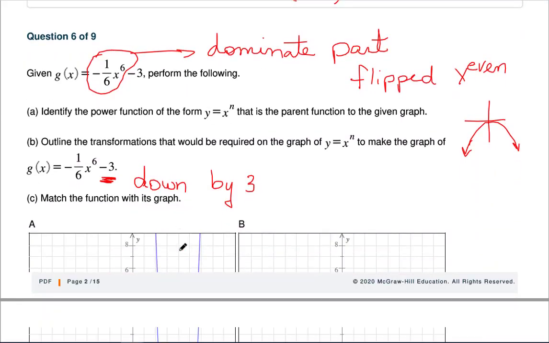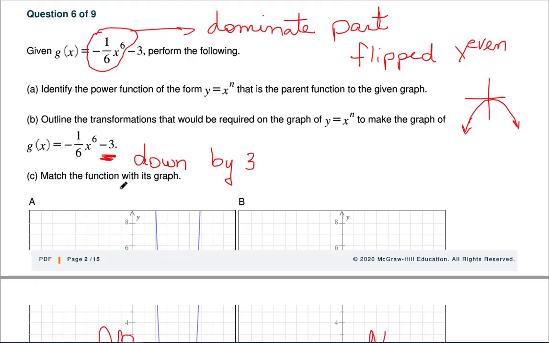All right, let's see, question 6. We are given minus 1/6 x to the 6th minus 3. All right, so what's the dominant part? The dominant part is this x to the 6th, and it's flipped over. All right, so it's going to look flipped over. The minus 3 on the end. Well, we saw when we were looking at shifting functions around, adding or subtracting on the end moved us up or down. And in this case, it's moved down by 3.